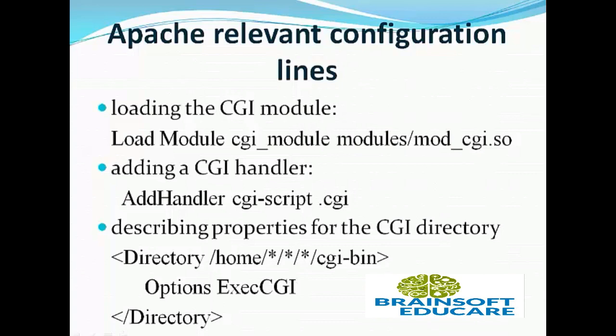Second is for adding the CGI handler: AddHandler cgi-script .cgi. This adds a CGI handler. Then we describe the properties for the CGI directory in angle brackets, Directory /home/.../cgi-bin, and we complete our directory. In between we code for the CGI directory.